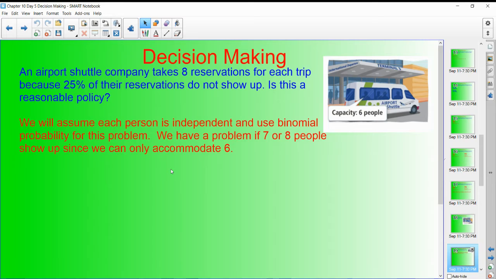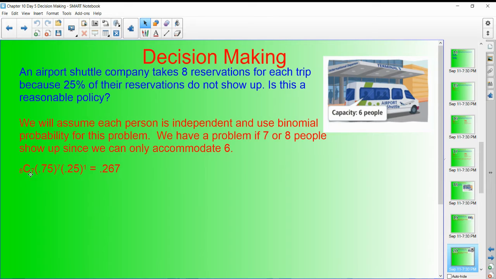Now we're going to assume independence, that people aren't coming as families, because that would make the probability a lot more complicated. But what's the probability that 7 people show up? Or what's the probability that 8 people show up? So let's use binomial probability. It says 25% don't show up, which means 75% do show up.